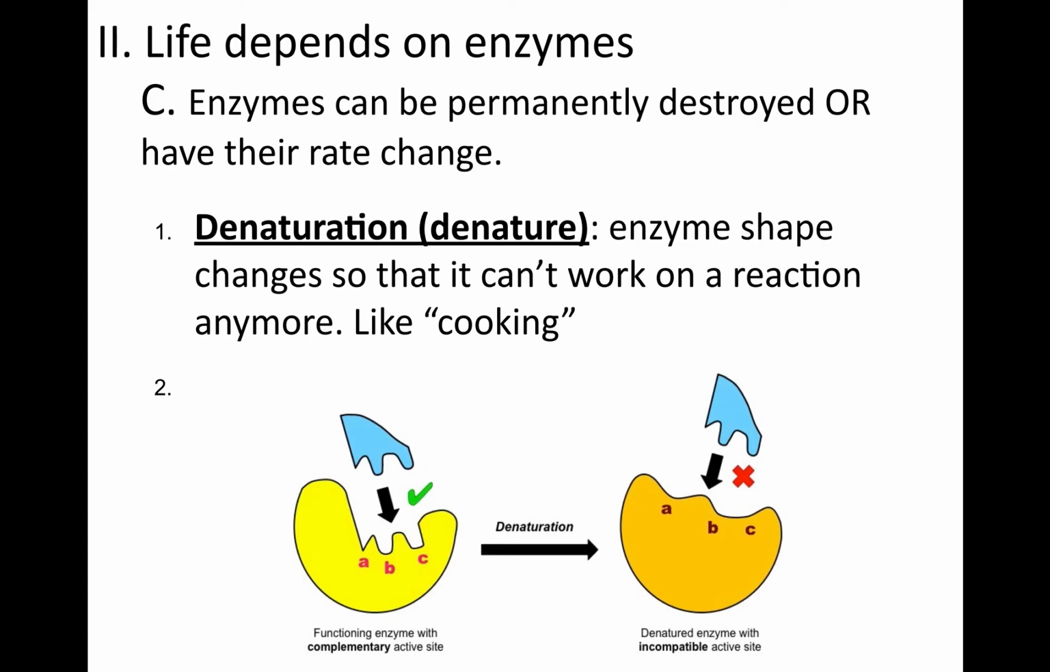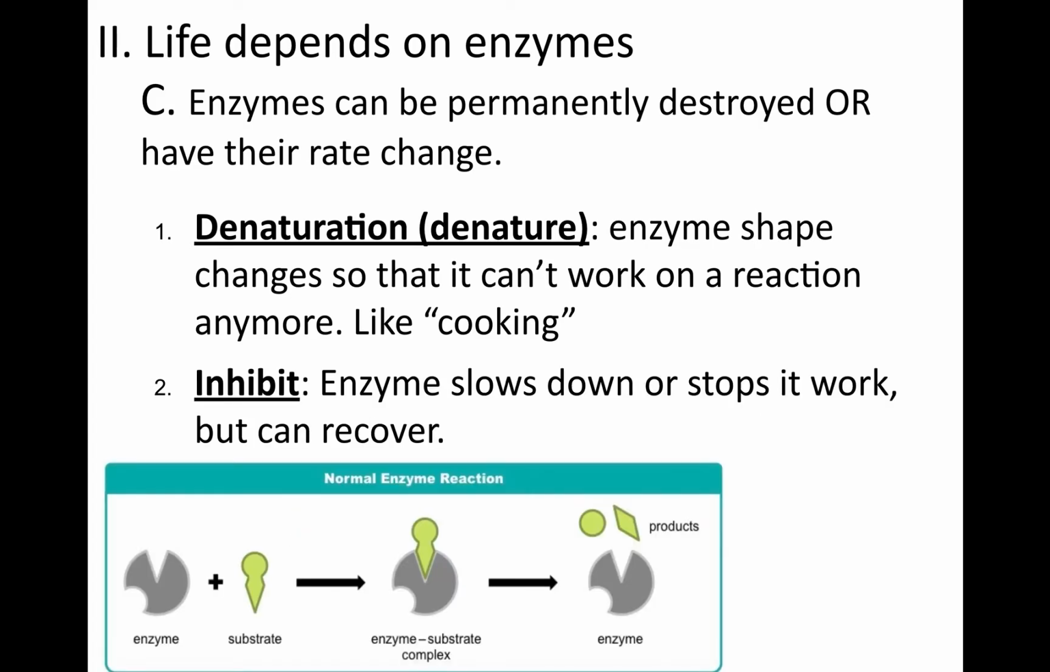However, if it's not under perfect conditions, it may just not work as well or slow down. Sometimes it'll stop to the point where it won't work for now, but then it can recover. That is not called denaturation. That's called inhibition. So if something undergoes inhibition, what happens is the enzyme slows down or stops its work, but it can recover. So one classic way of inhibition is to use a molecule to block off the site.